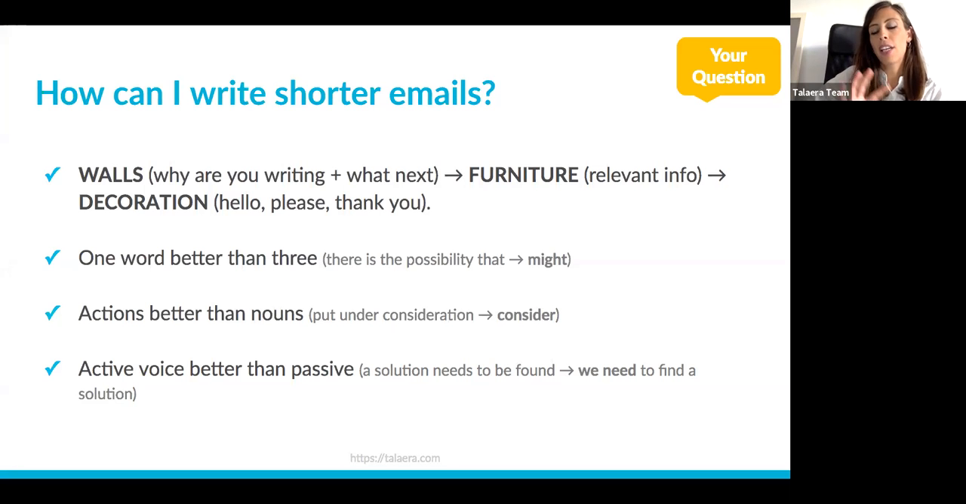As I said, how can I write shorter emails? Remember the walls, furniture, decoration: 1 word is better than 3, so something like "there is the possibility that" is only "might". Actions are better than nouns, for example, "put under consideration" is just "to consider". Active voice is better than passive. For example, "a solution needs to be found" would be better written as "we need to find a solution".